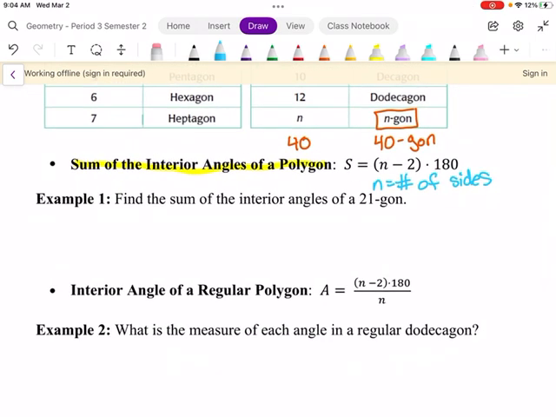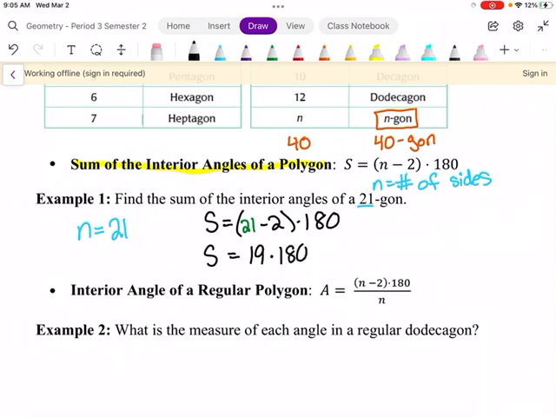So example 1, find the sum of the interior angles of a polygon that has 21 sides. So right away we know n is 21. And we're finding the sum, so we're just going to plug it into that formula, which is S equals n minus 2 times 180. So we're going to replace that n with 21. So then in those parentheses, 21 minus 2 is going to be 19 times 180.